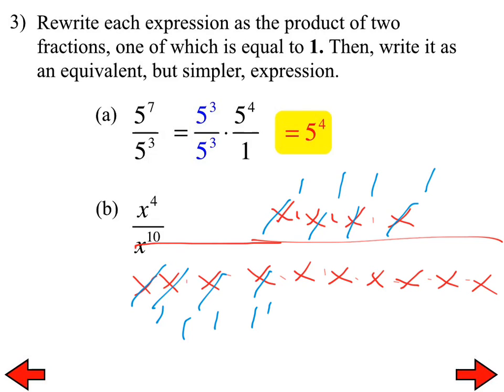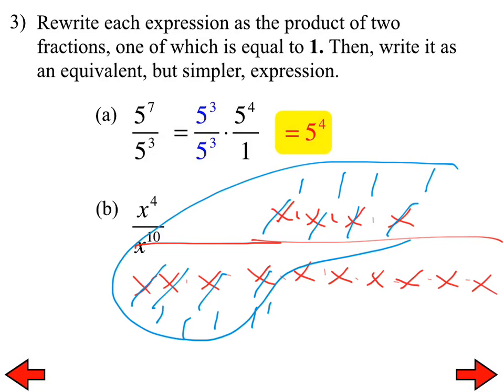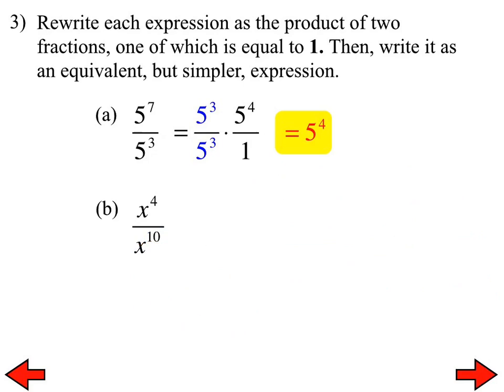And somebody asked, well, why is it 1 over? Well, you should see right there, we have 1 times 1 times 1 times 1 on top. And on the bottom, we end up with x to the 6th. This part right here is the creation of your fraction that is equal to 1: x to the 4th over x to the 4th. And then we're multiplying that by 1 over x to the 6th. So if you get stuck, that's one way you could go back and try and figure that out.